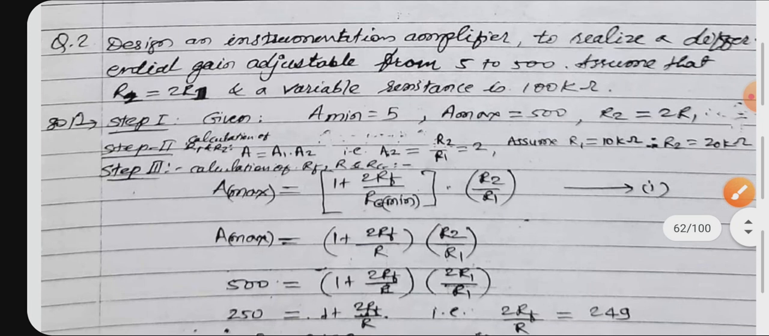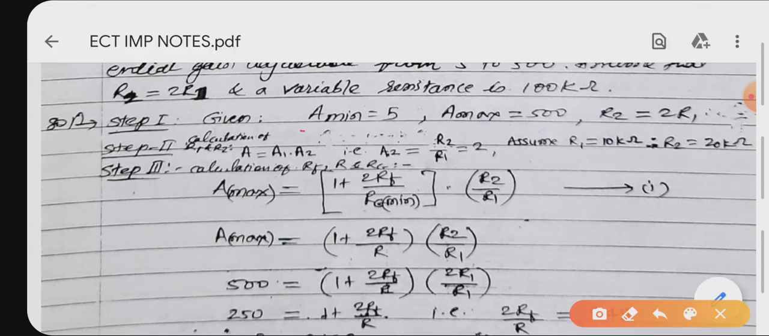Then second problem, design an instrumentation amplifier to realize a differential gain adjustment from 5 to 500. Assume that R2 is equal to twice of R1 and a variable resistance is 100 kilo ohm. Okay. So let us list out what is given. In step 1, the given parameters are: gain varies from 5 to 500. Therefore A min is equal to 5, A max equal to 500.